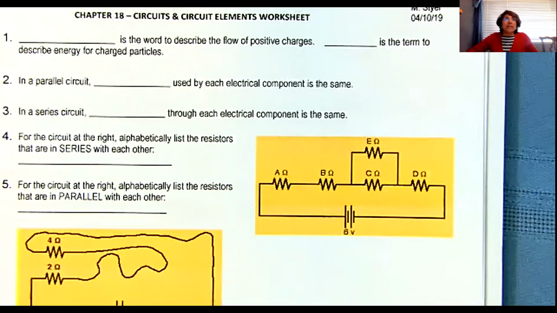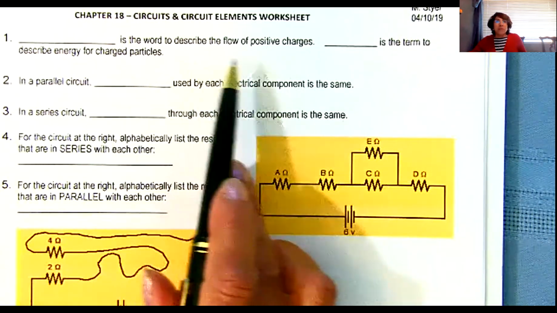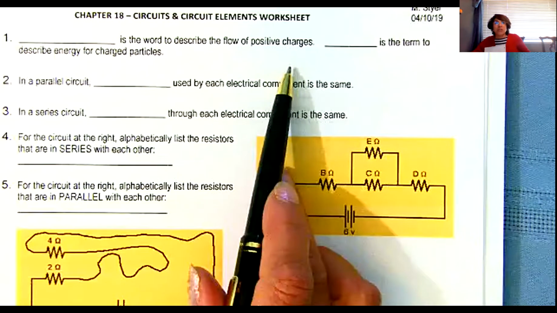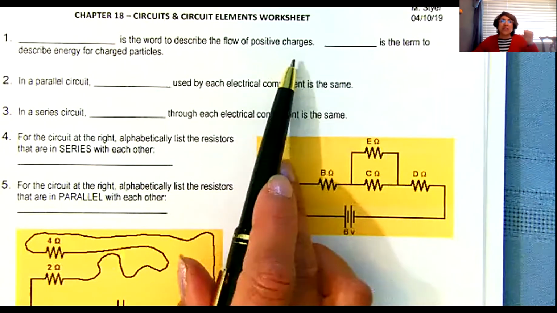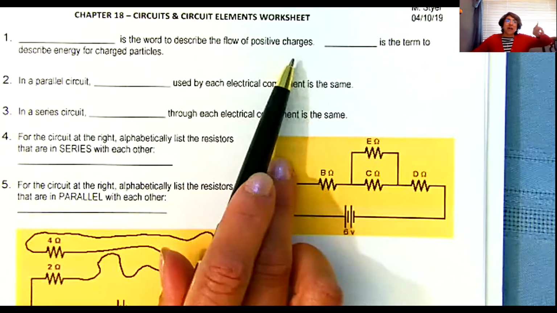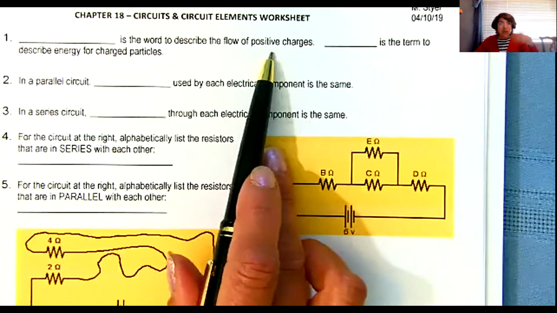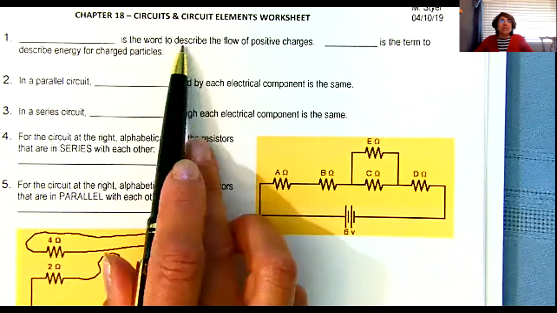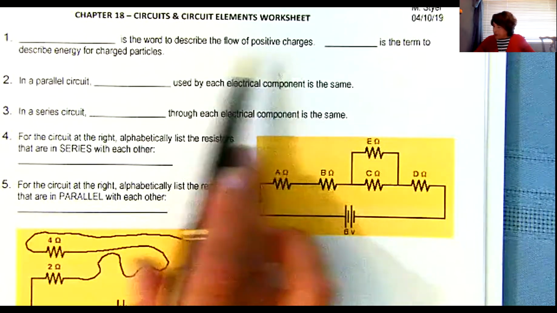Okay, the first one, and I'm going to use my list here of people. Blank is a word to describe the flow of positive charges. Notice that. Positive charges, there's nothing positive that's moving. It's the electrons that are moving. So electrons are going in the opposite direction of what the current is. So, oops, I just accidentally said it. So Carlos, what is the word to describe the flow of positive charges, even though there's no such thing?